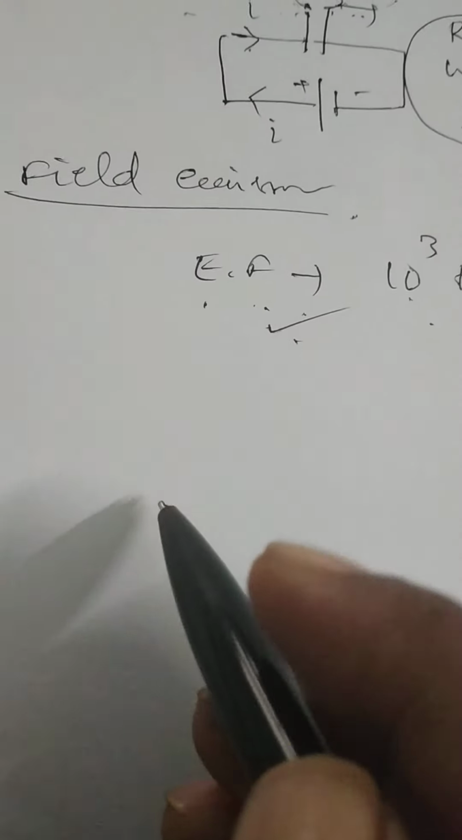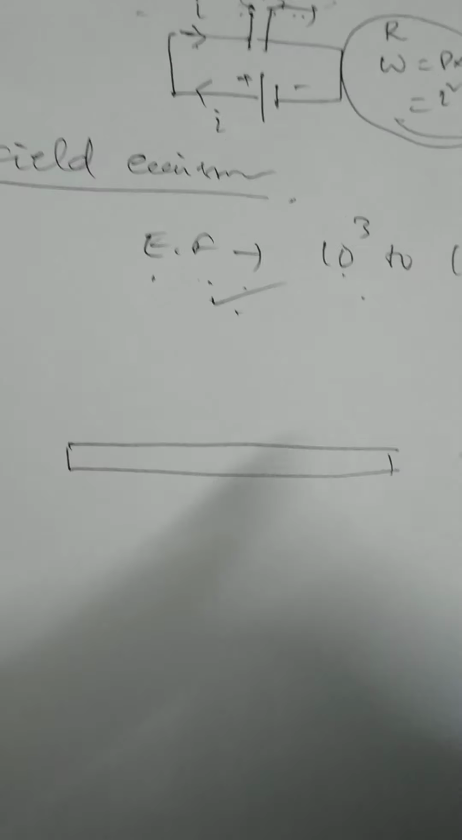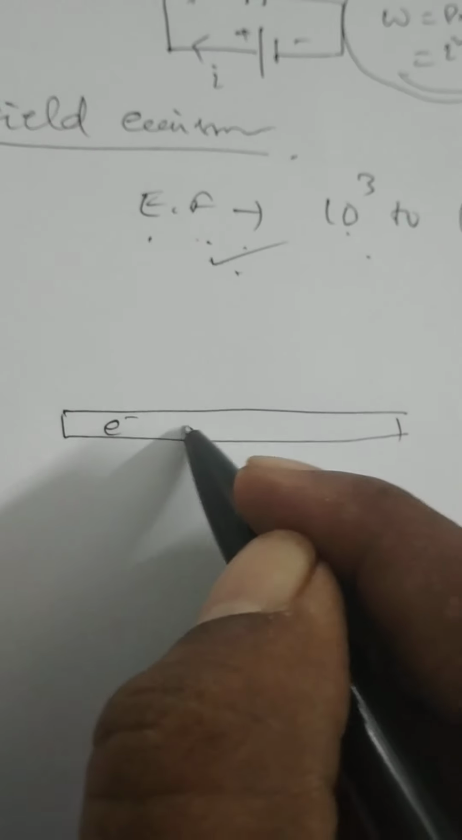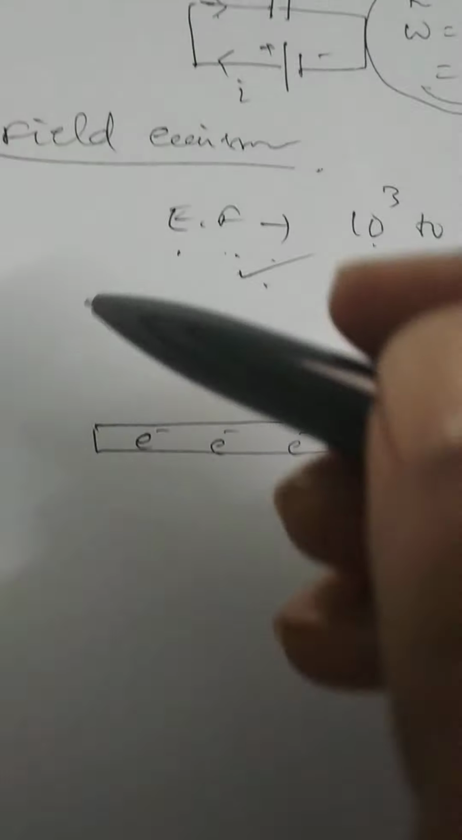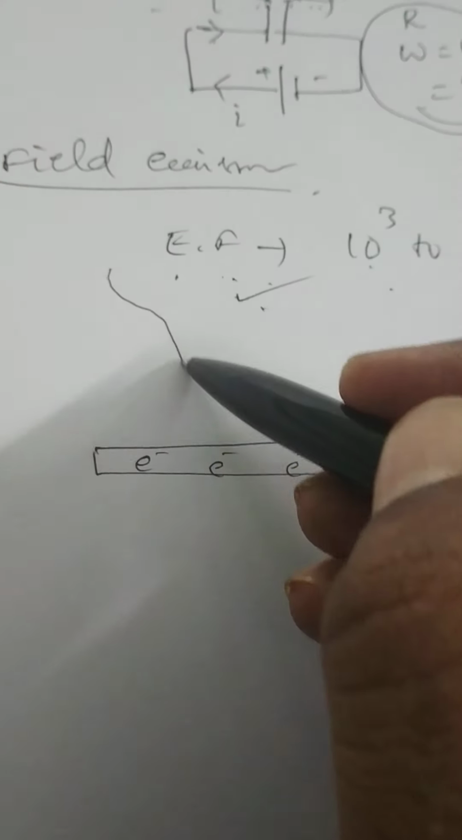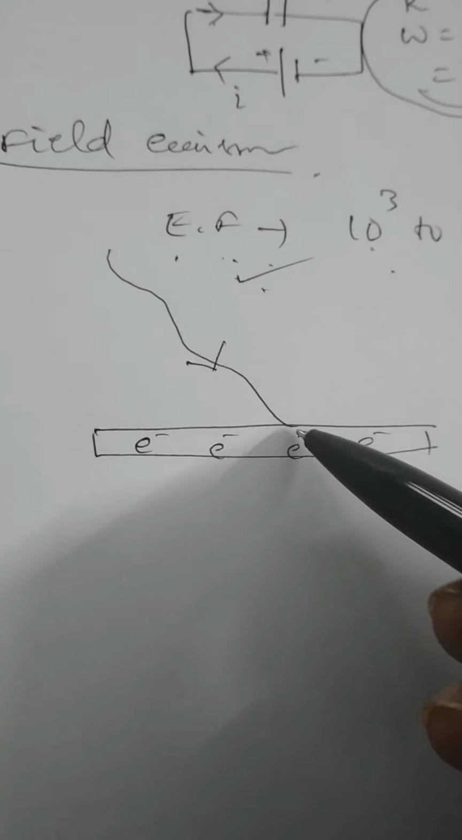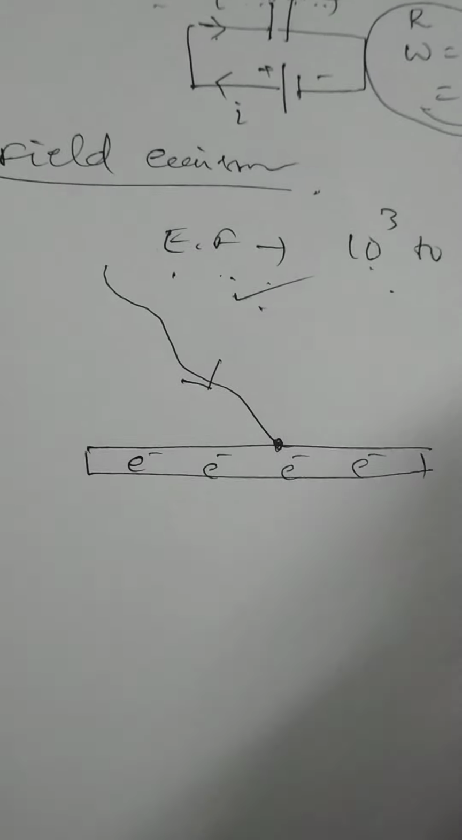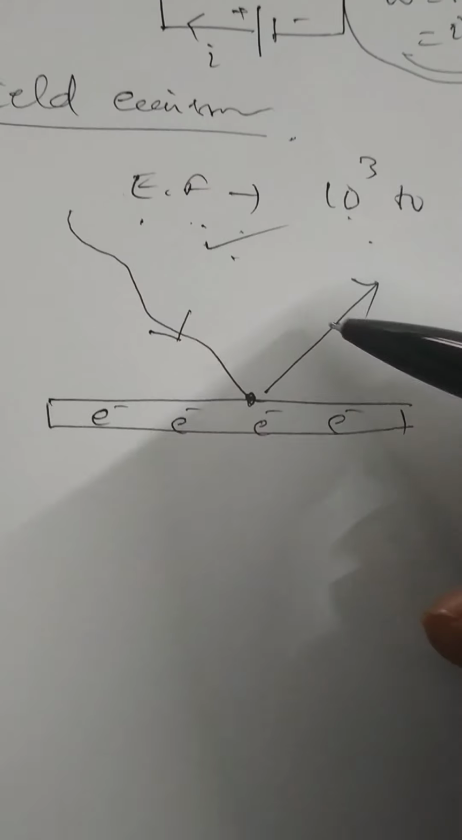And the third one is photoelectric emission. Suppose this is a metallic surface. This metallic surface has a large number of free electrons. Suppose light of sufficient frequency or sufficient wavelength is made incident on the metallic surface. Then the electrons will be emitted out from it.